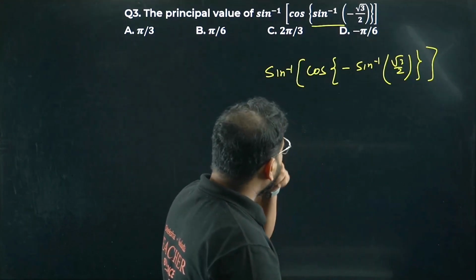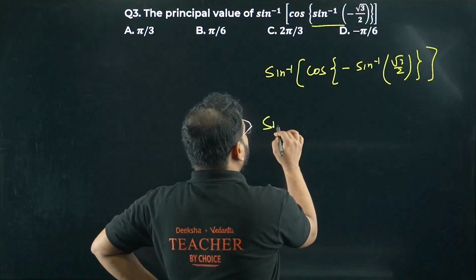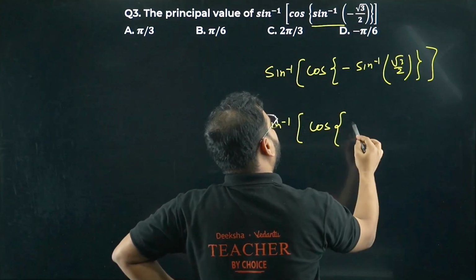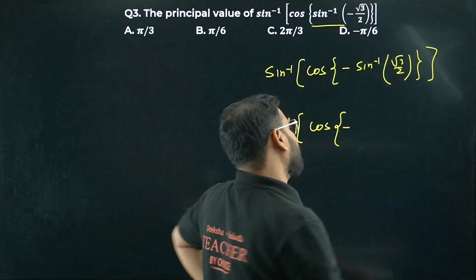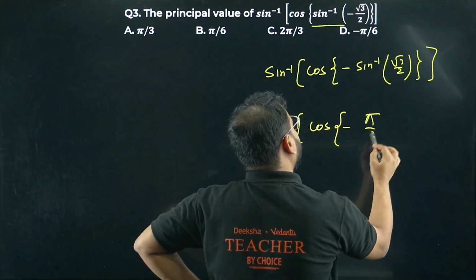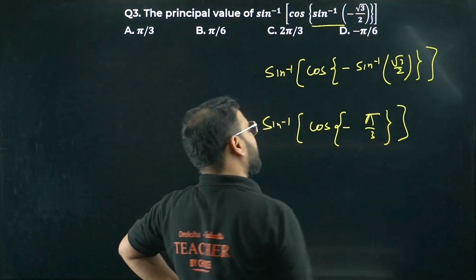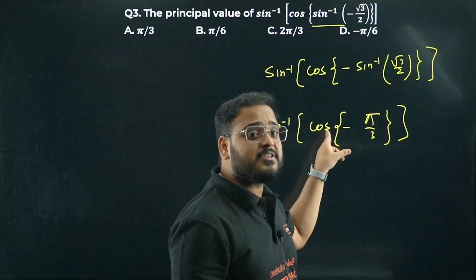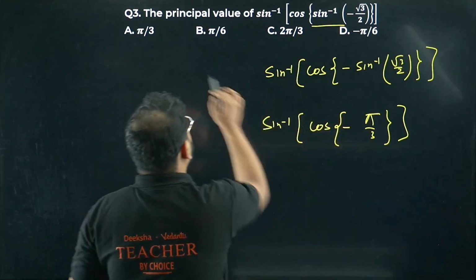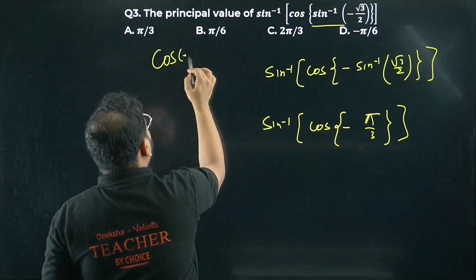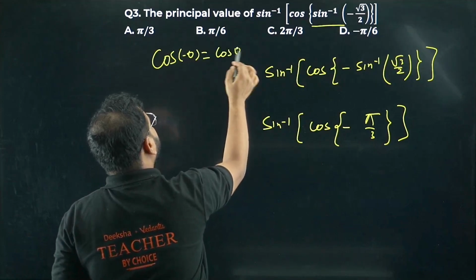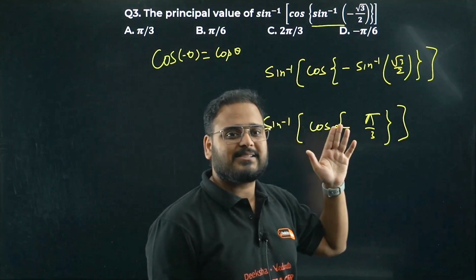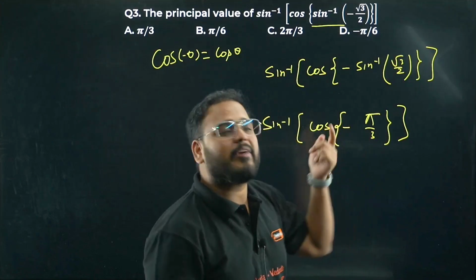So what we have over here: sine inverse of cos stays as it is, and minus sine inverse of root 3 by 2 is simply pi by 3. Now, it is not cos inverse, it is simply cos of minus theta. How much is that going to be? Simply cos theta. How come? Cos is an even function, symmetric about the y-axis.